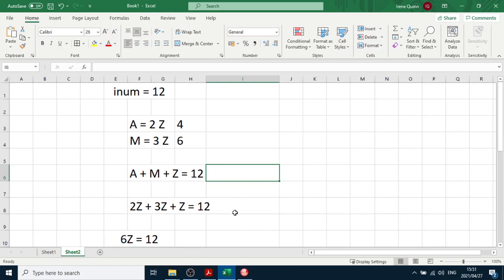So we know that Z will be so much and so on.